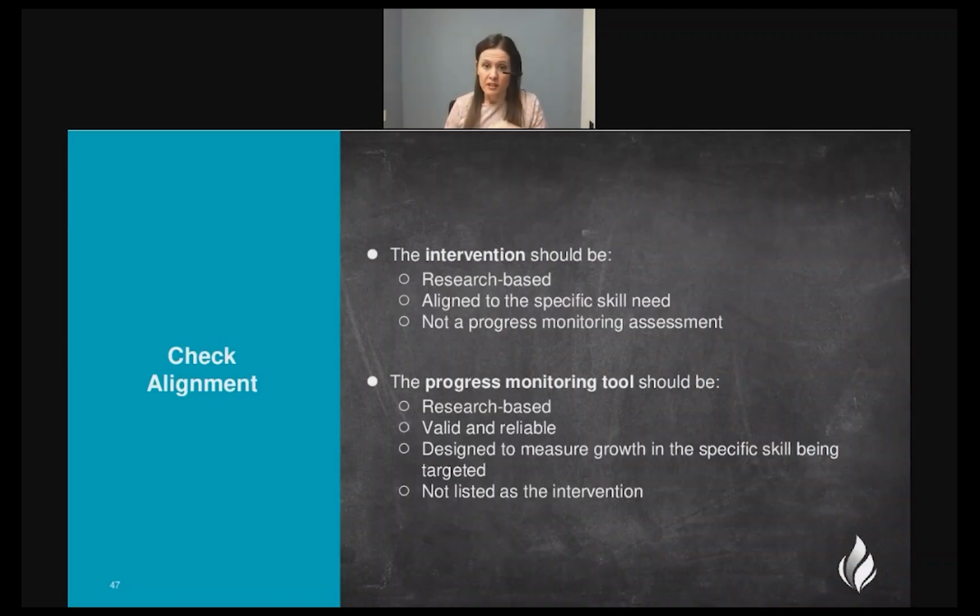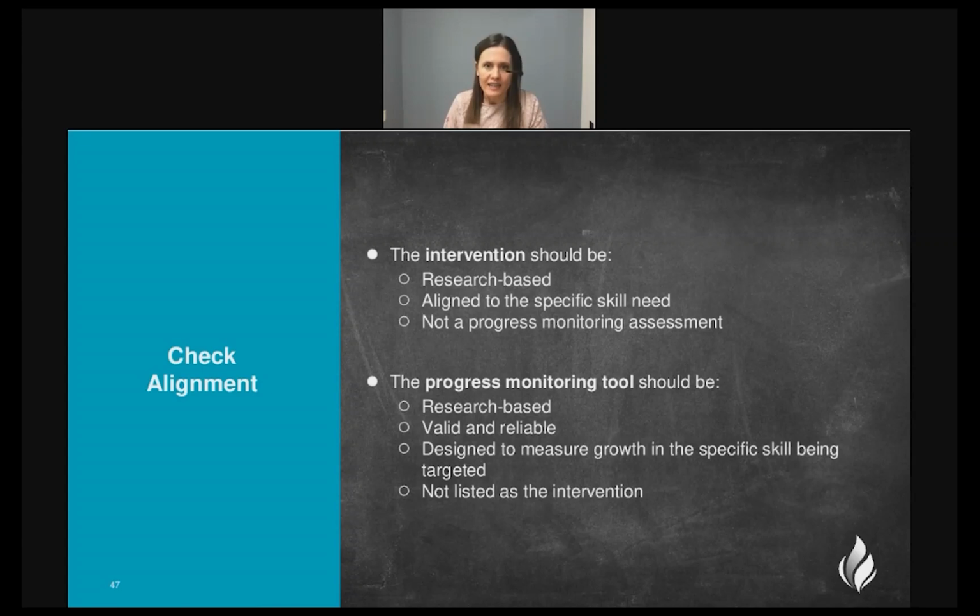You want to make sure that you're checking the alignment. The intervention should be research-based, aligned to a specific skill need. It's also important to know the difference between what's a progress monitoring assessment versus an actual intervention. So DIBELS is not the intervention. Or FAST is not the intervention. It's what we're doing with the student that is the intervention. We're using DIBELS or FAST to monitor the progress. And those progress monitoring tools need to be research-based, valid and reliable, designed to measure growth in that specific skill, and of course, not listed as the intervention.